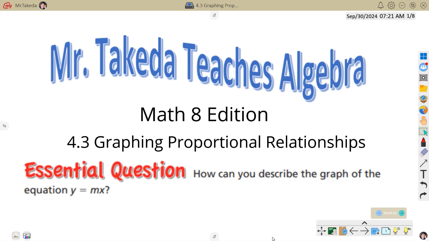This is lesson 4.3 on graphing proportional relationships. That's a big word, but it's something that I think we already understand. So let's go.